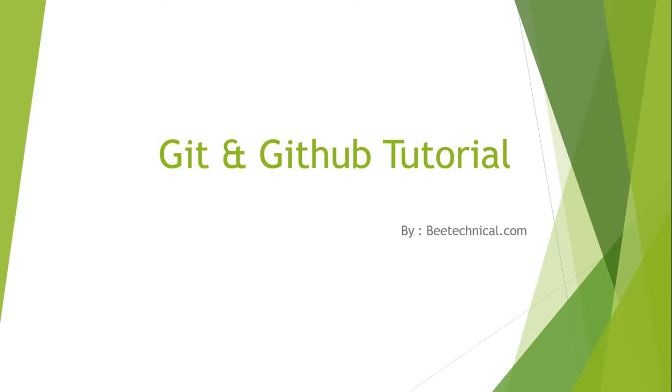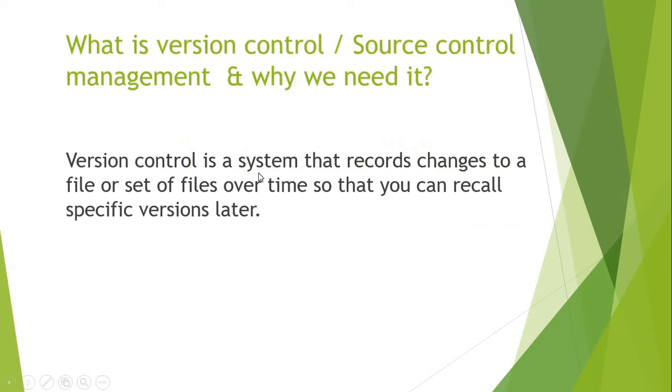Since Git is a very famous tool, you might be aware of it. It's a version control or source control management tool used by so many organizations nowadays. So what exactly is version control, if somebody is not aware of it? Version control is a system that records changes to a file or set of files over time so that you can recall a specific version later.